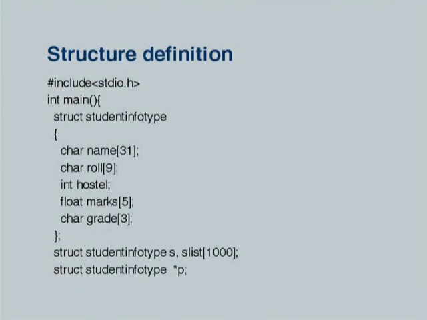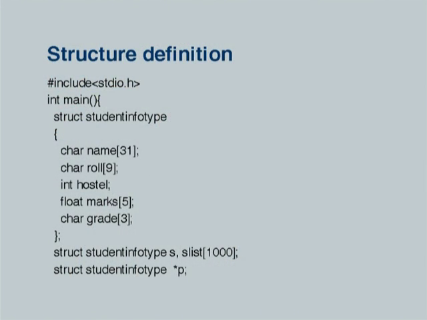Again, it will be a two-dimensional array, etc., etc. Instead, a far better mechanism is to define a structure. So what we are defining here is called a structure prototype. Struct student info type. This is the name I have given to this structure. This means that student info type has 5 components. Now I can treat student info type as if it was a data type of my own. So this is how I am creating my own data type.